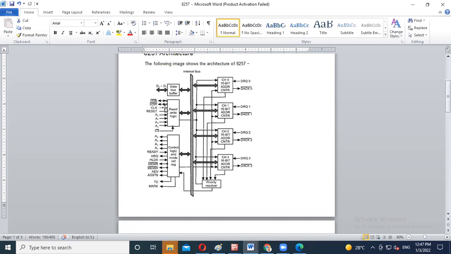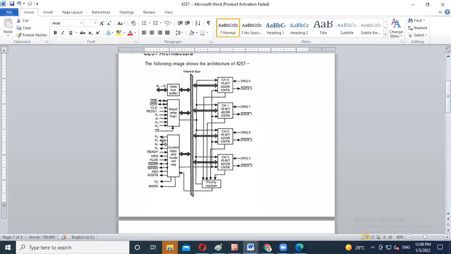In the 8086, the clock is internally built in, right? There is no external clock. But in the 8257, we are using an external clock. That's one of the main features. And read and write for input and output, IOR, input and output read, and input and output write, are for reading and writing the logic that we programmed in the 8257.